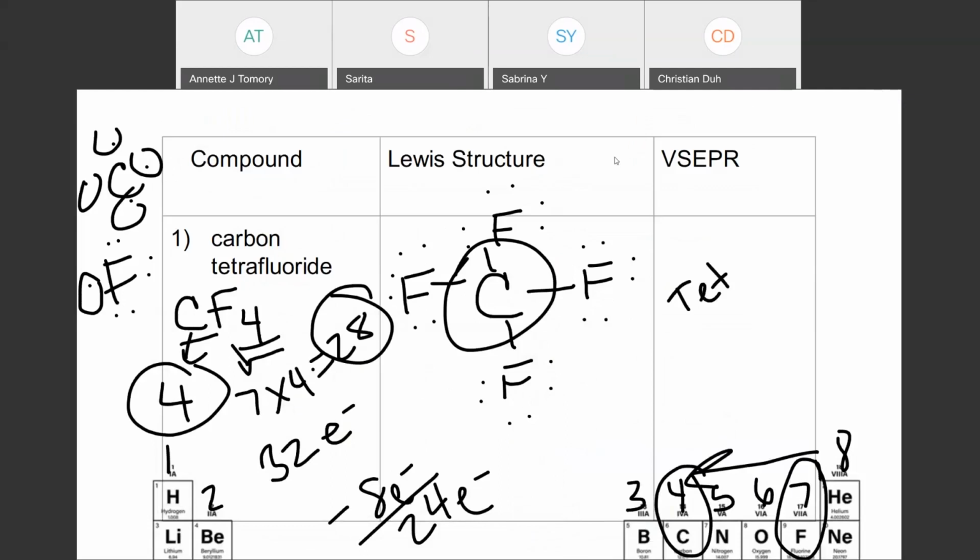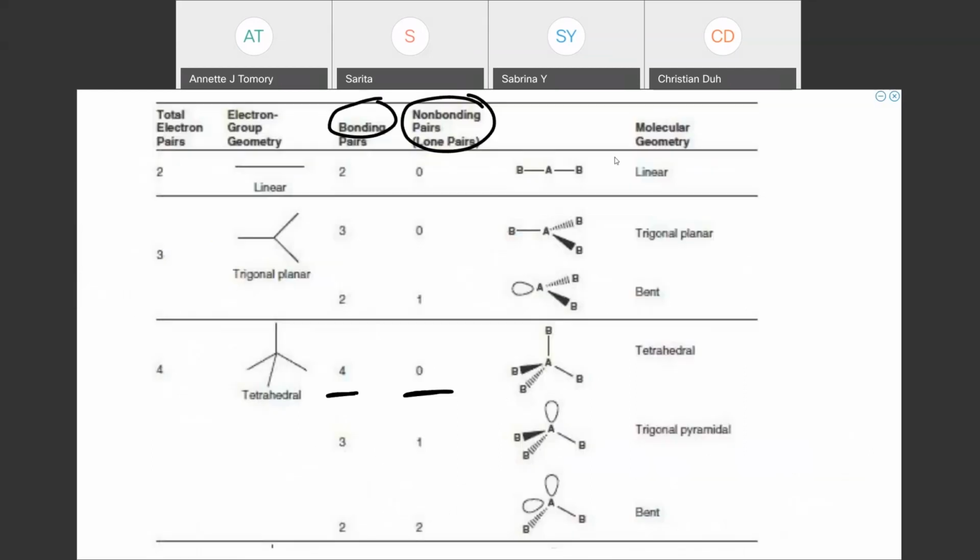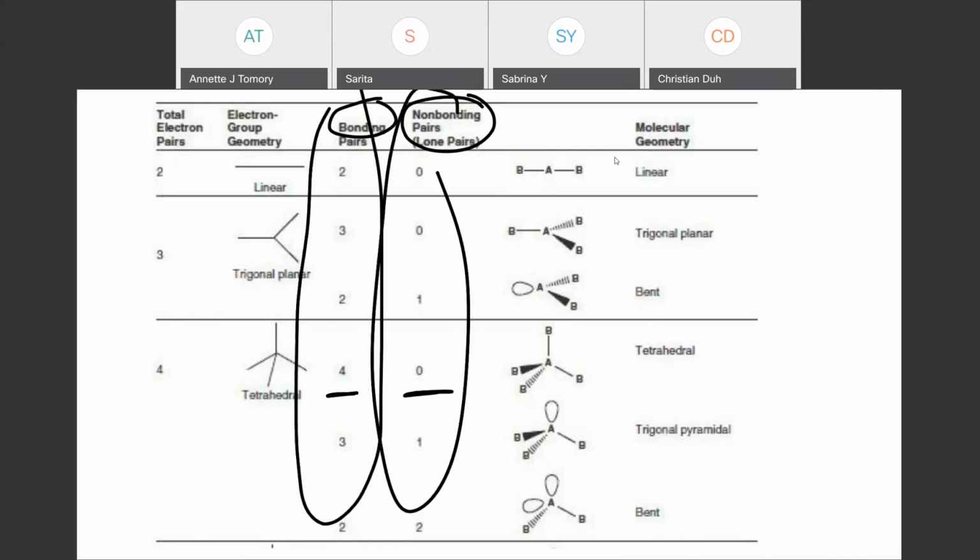So all I'm doing with this is matching up what I drew for the Lewis structure to what this chart is telling me. We did this probably around Christmas break last year. So you had to line up this, and then match it up to what it's going to be. So this is the shape it's going to look like.